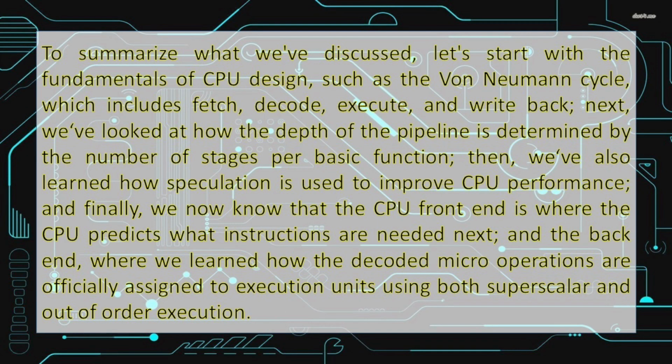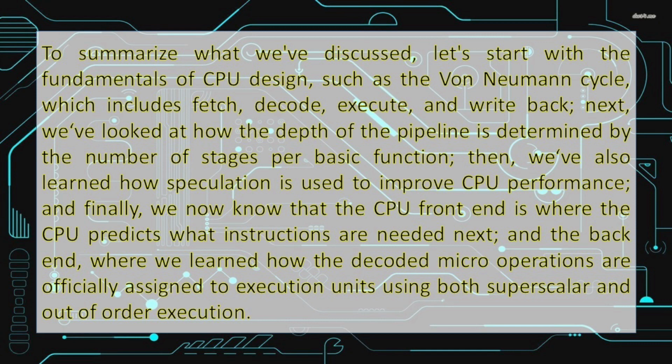To summarize what we've discussed, let's start with the fundamentals of CPU design, such as the von Neumann cycle, which includes fetch, decode, execute, and write back. Next, we've looked at how the depth of the pipeline is determined by the number of stages per basic function. Then, we've also learned how speculation is used to improve CPU performance.